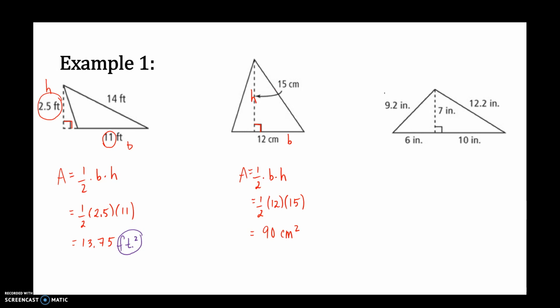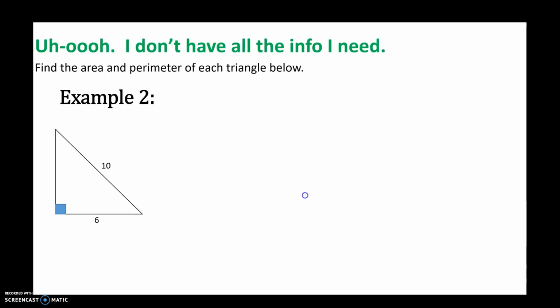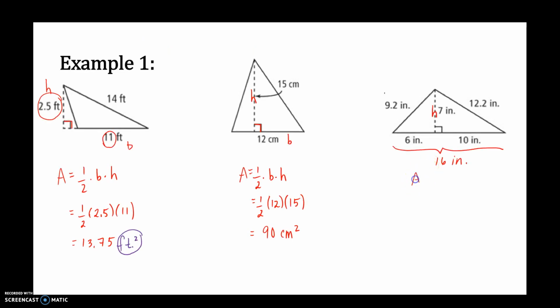Okay, lastly, again, height is on the inside of the triangle. Now when I look at my base, let's add these 2 lengths together. So the base of the triangle is 16 inches. Area 1/2 times the base times the height. 1/2. Base of the triangle is 16 inches. Height of the triangle is 7. Pause the video, plug that in your calculator, and you'll get 56 square inches.